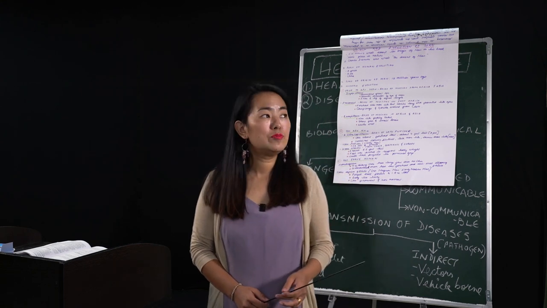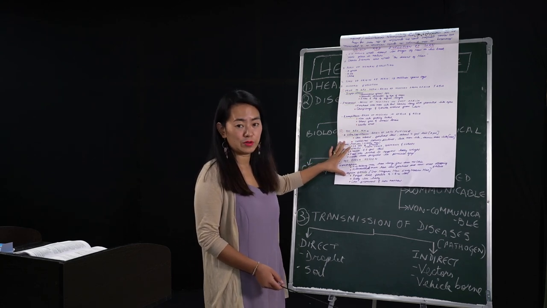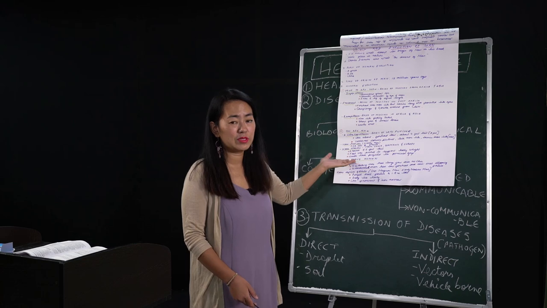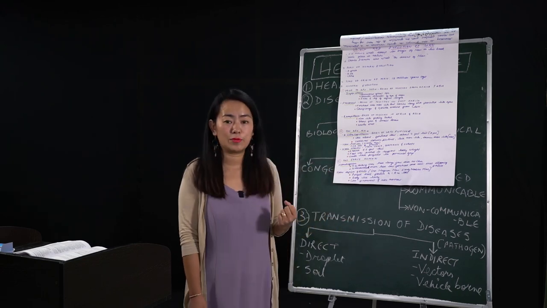Last class, we missed just two small topics of evolution. So I'm just gonna speak a little bit about this one and then we'll move on to a new chapter, that is the health and disease chapter. That is in chapter 8, okay?